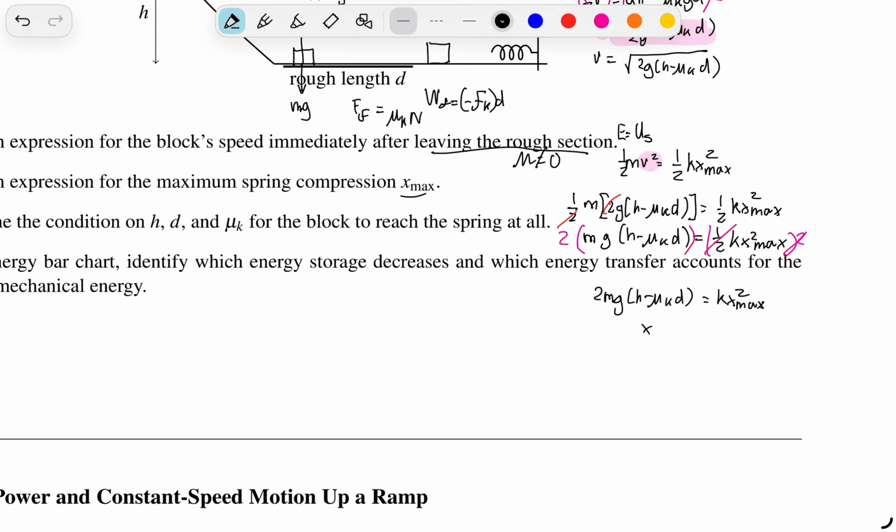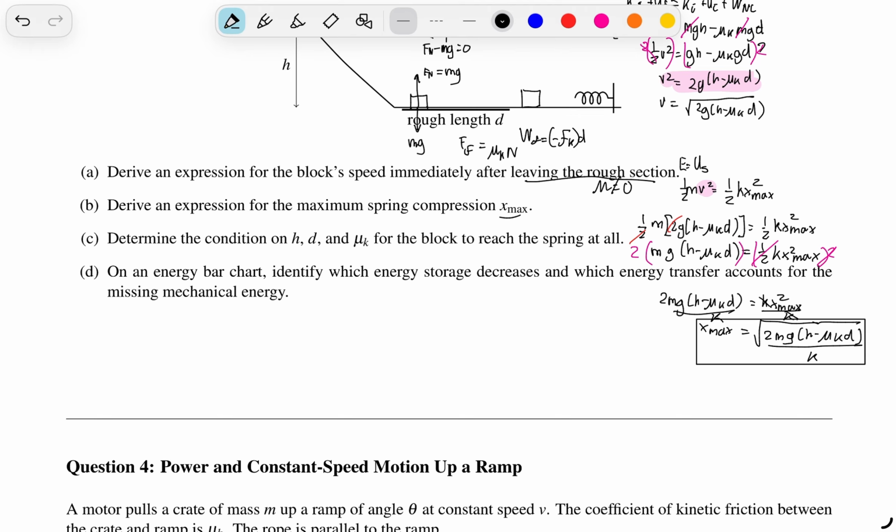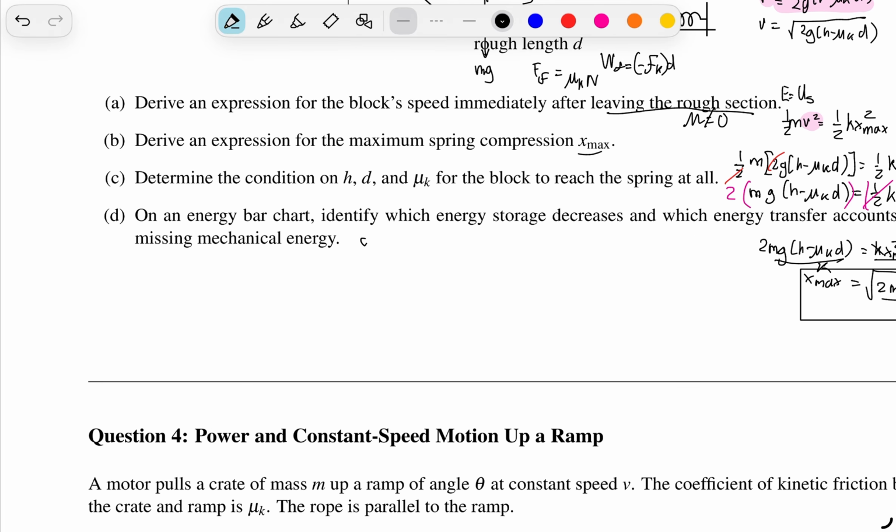So then x max is equal to, dividing both sides by k, you have... so that is your expression for x maximum in this problem. Now for our next question, we are asked to determine the condition on h, d, and mu k for the block to reach the spring at all.